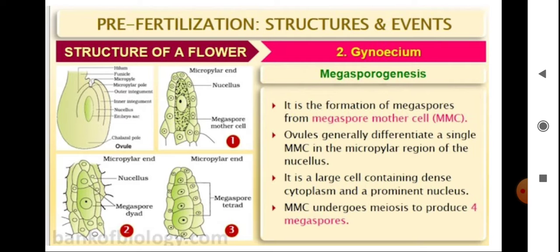One clean round nucleus is present. The megaspore mother cell undergoes meiosis to produce four megaspores. You know, when meiotic division occurs it results in four cells. So this megaspore mother cell undergoes meiosis, then you will get four megaspores. First there will be the dyad, dyad means two, then the tetrad, tetrad means four. So now we have four megaspores.